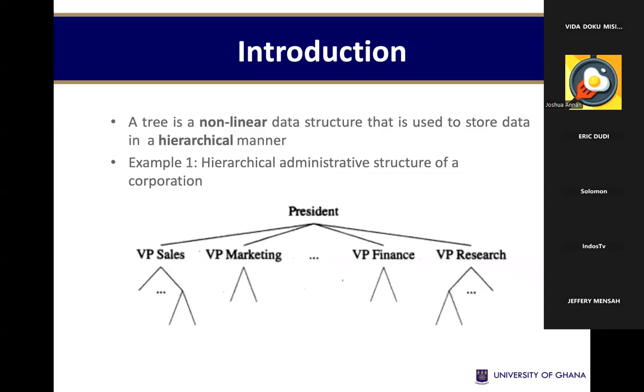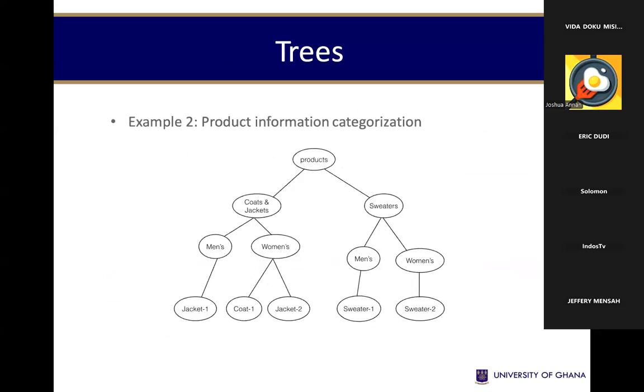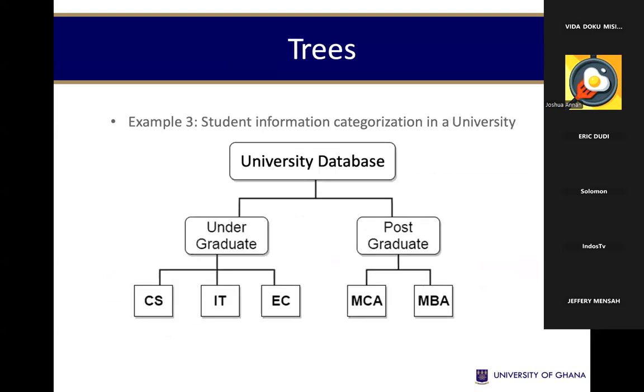So these were some practical examples we can look at where we can apply trees: the hierarchical administrative structure, the product information categorization, the student information categorization in a university.